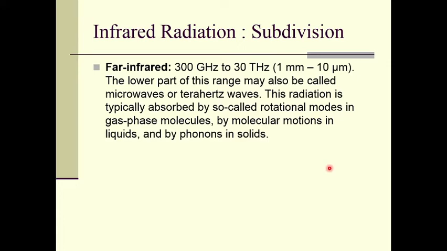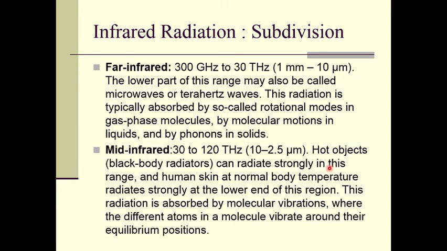Far infrared radiation is typically absorbed by so-called rotational modes in gas phase molecules, by molecular motions in liquids and by phonons in solids. The mid infrared is shown by hot objects or black body radiators. In this range, human skin at normal body temperature radiates strongly at the lower end of this region. This radiation is absorbed by molecular vibrations, when the different atoms in a molecule vibrate around their equilibrium positions.